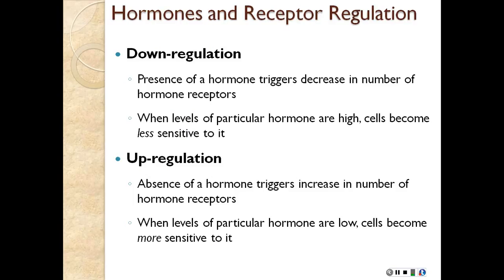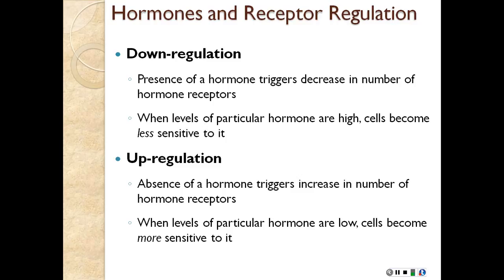Hormones and receptor regulation. You have downregulation and upregulation. In downregulation, the presence of a hormone may trigger a decrease in the number of hormone receptors. When levels of a particular hormone are high, cells become less sensitive to it. Where this is most notable is when people take drugs, sometimes the drugs become less active. So if there's too much hormone, then sometimes the cells respond to that by pulling away receptors.